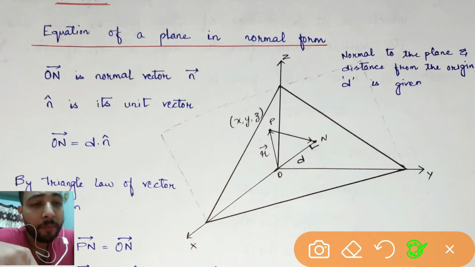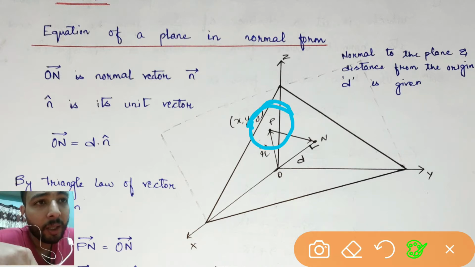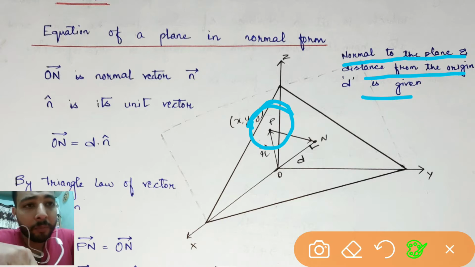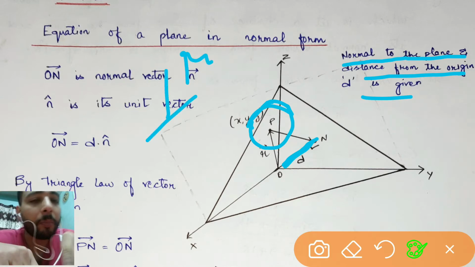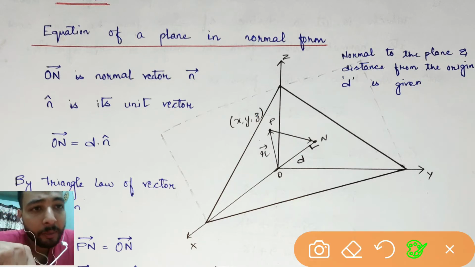Now you see, I take a random point P on top of the plane, and as I said, the normal to the plane and the distance from the origin are given. The normal is from the origin, this one. Normal means it should be perpendicular. So it's perpendicular to the plane and this distance d is given.